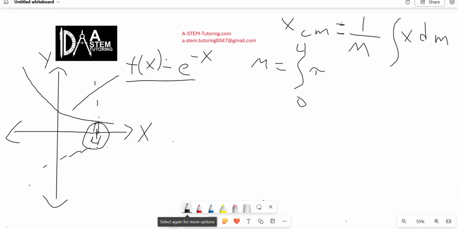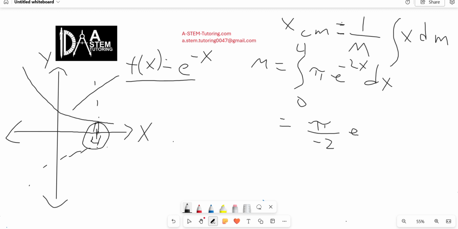So we'd have pi times e to the negative 2x dx. If you recall from calculus and integration, that would turn out to be pi over negative 2 times e to the negative 2x, with the limits taken from 0 to positive 4. And that would be the mass of the total object.